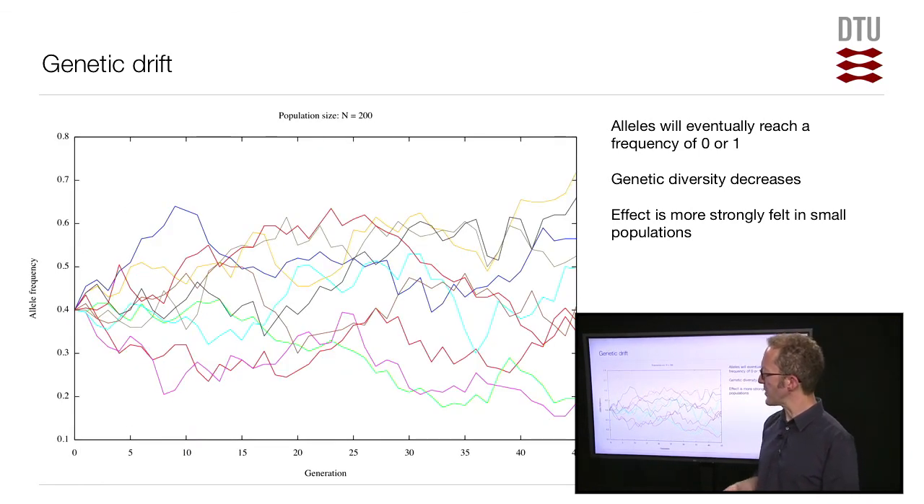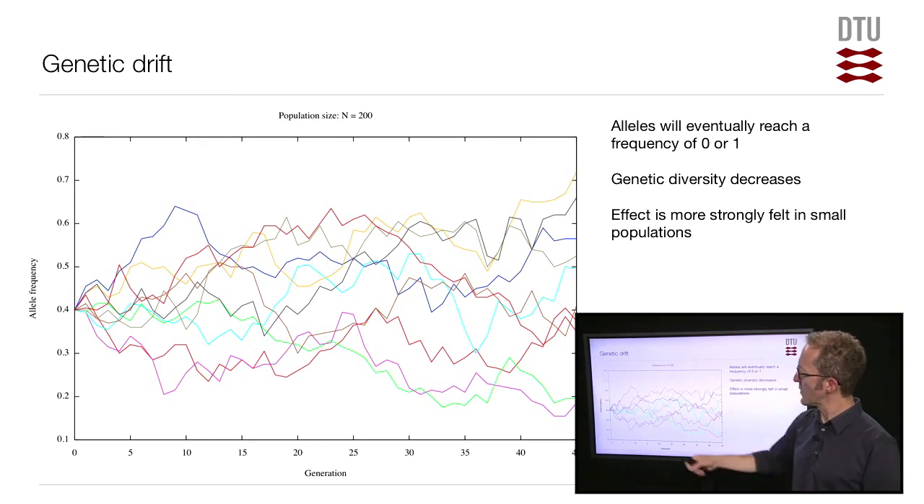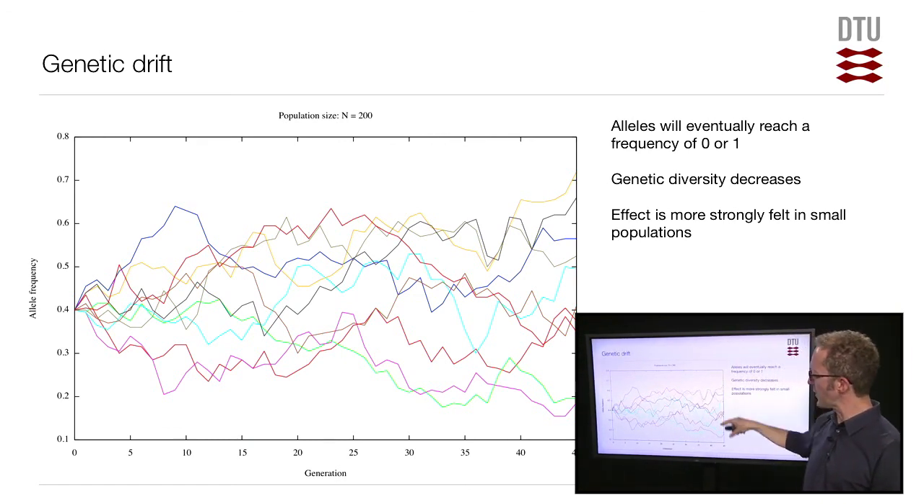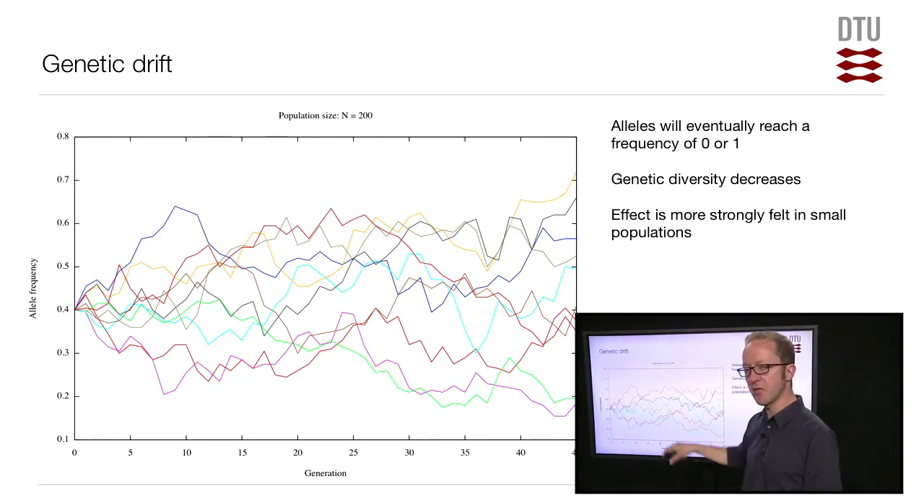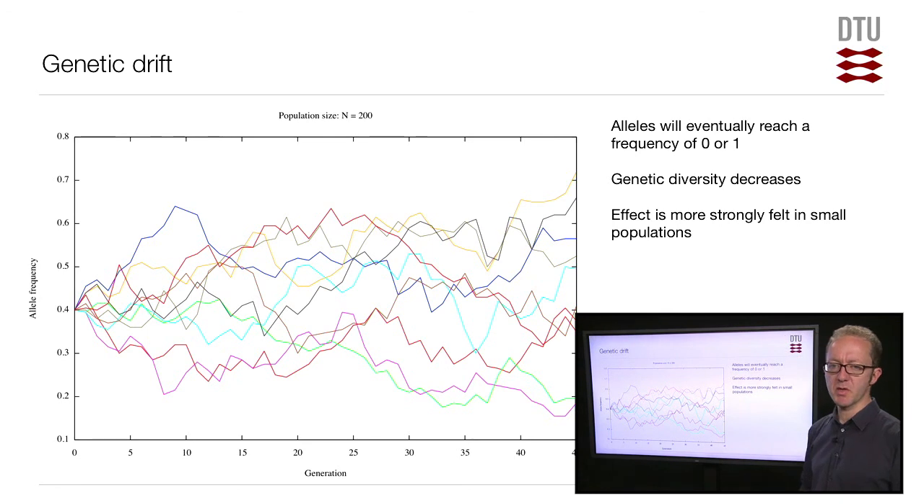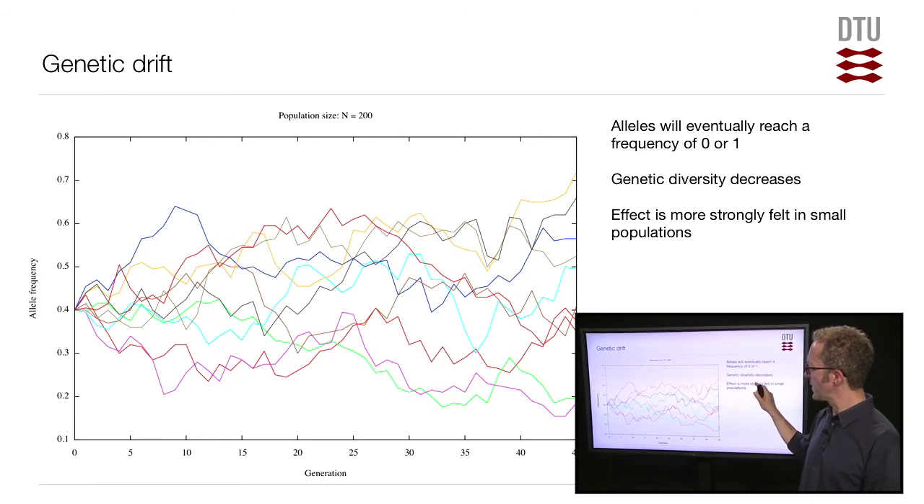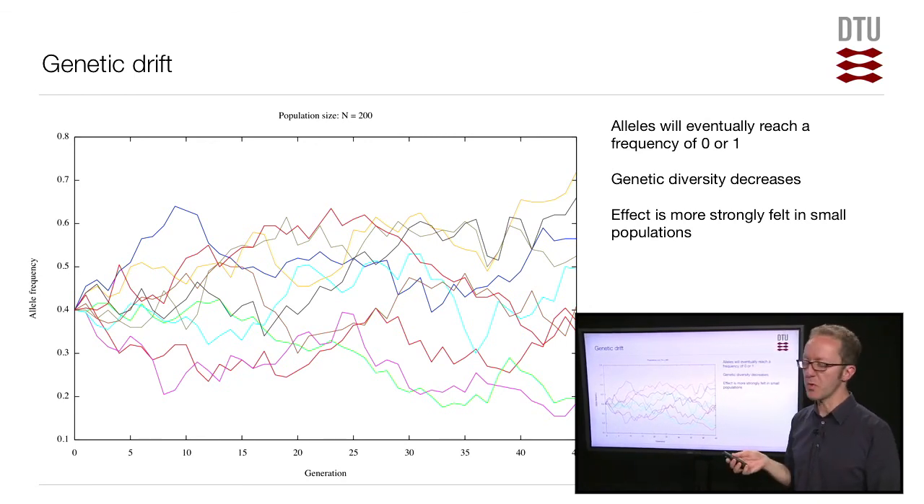Here's the same simulation run in a larger population, 200 individuals. You can see that again there's tremendous fluctuation of the allele frequencies, but now, because you have a larger population, it's much harder for an allele to completely disappear or to become completely fixed. If we wait long enough, then one of them will become fixed. In this plot, they start becoming fixed maybe after a few hundred generations instead. So the effect of genetic drift is much more strongly felt in small populations.